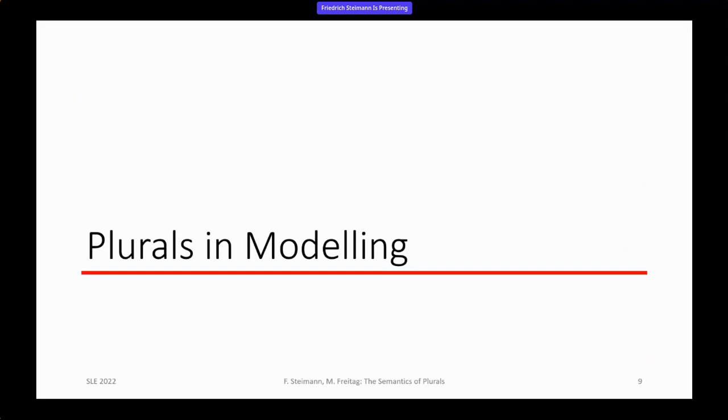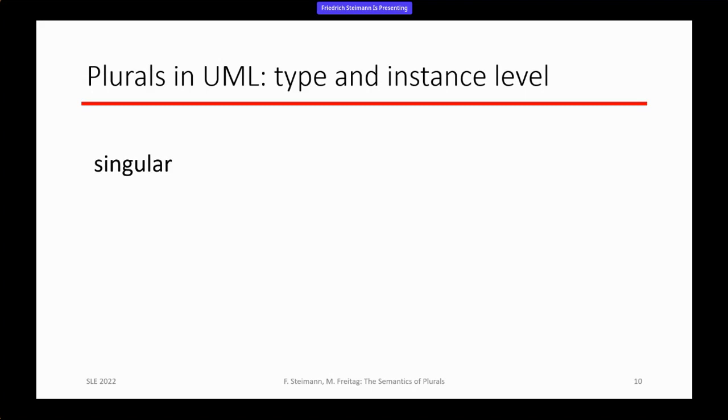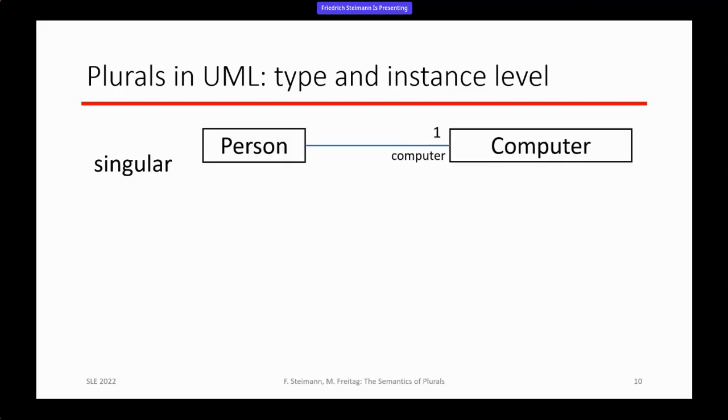There are obviously many more languages in computing, and we take a look at modeling languages next. So the archetypal modeling language of our days is the UML, and UML distinguishes in its structure diagrams, static structure diagrams, between a type and an instance level. So let's have a look at the instance level first with the singular case. I was speaking of my computer on a previous slide. So how would I express this in UML?